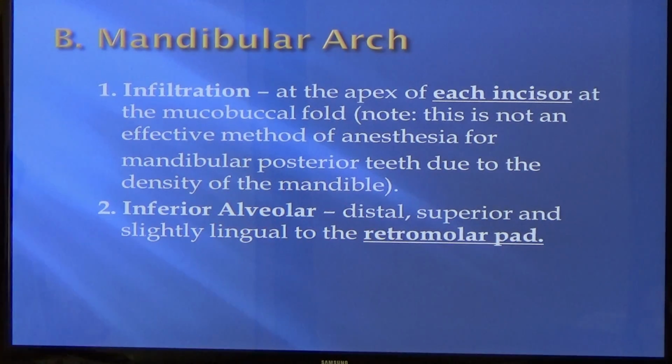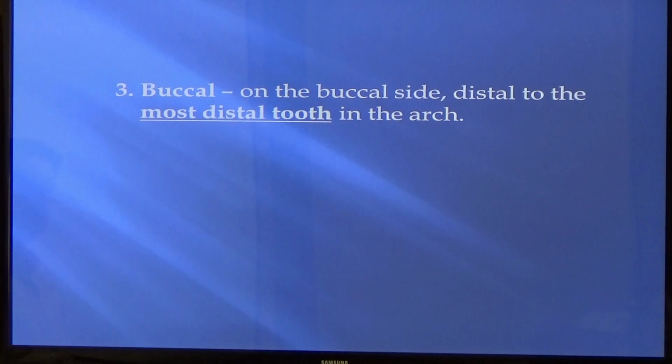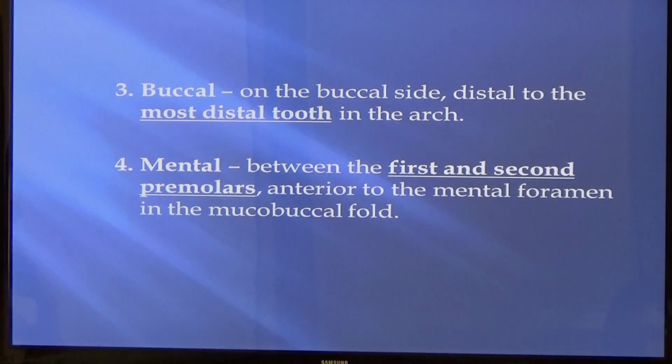The inferior alveolar is distal, superior, and slightly lingual to the retromolar pad. Where's the retromolar pad, if you guys remember? Put your tongue distal to your second molar on the bottom, you'll feel a little bump where your wisdom tooth used to be or is. Sometimes it covers the back end of the second molar. That's the retromolar pad. So you're going to go distal, just superior, and on the lingual side. I'll show you a picture right now. The buccal block is just outside of the second molar. The mental is right here.